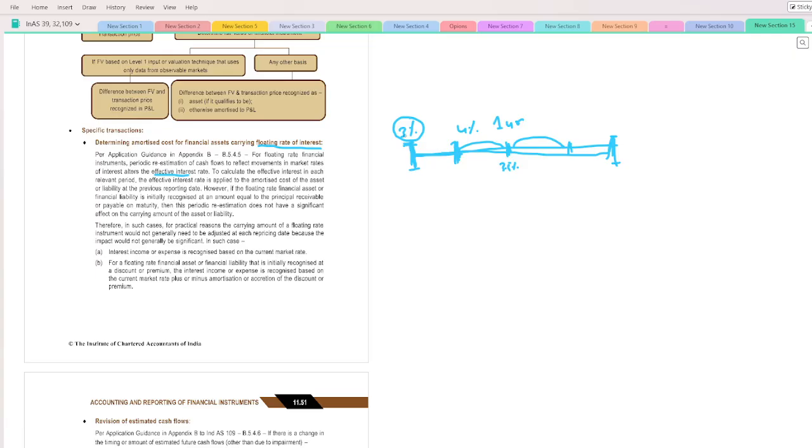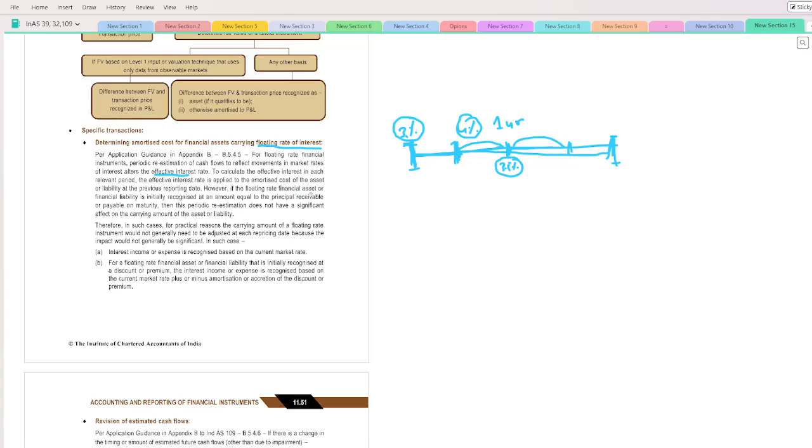But for this quarter, this is the fixed interest rate. Similarly, for this quarter, this 4% is the interest rate, and similarly for this quarter, this is the fixed interest rate. So to calculate the effective interest rate in each relevant period, the effective interest rate is applied to the amortized cost of the asset or the liability at the previous reporting date. The previous reporting date means, for this quarter, this is your previous reporting date. So this will be your interest rate for this quarter, which you have determined in the beginning. That's why the previous year is mentioned.